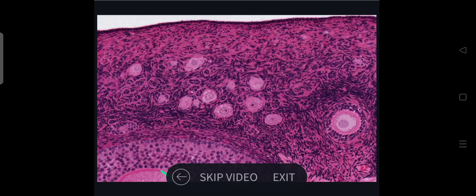Also, at this stage, further follicular development becomes dependent on the pituitary hormone follicular stimulating hormone, or FSH.